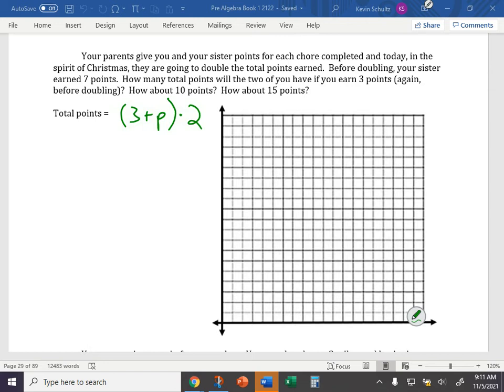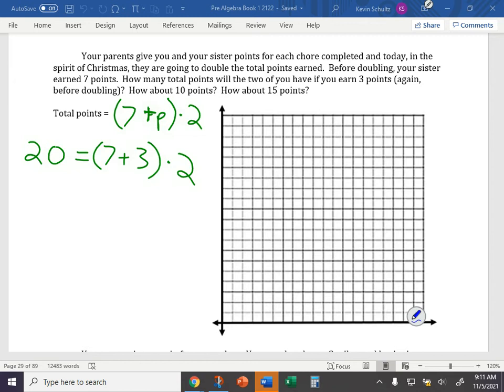So just the first one here to help you out a little bit. It shouldn't be 3 plus p. It should be 7. I'm sorry. Your sister earned 7. I had 3 on the brain there. 7 plus p times 2. Okay, you're earning 3 the first point. So the first equation that you're solving, your sister's 7 plus your 3, and then doubling it, how many points have you two earned together? 20. Okay.